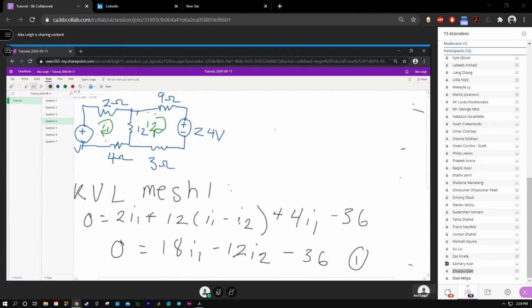Okay, so first we have this one here. It's 9 times I2 because it's going to go in the direction. We're entering the positive terminal of the voltage source, so that's positive 24. And then we'll have I2 times 3 for this one here. And then in this case, it's now 12 times I2 minus I1 because our direction of reference has changed. It's clockwise in this loop, which means that this one is positive and this one is the negative one.